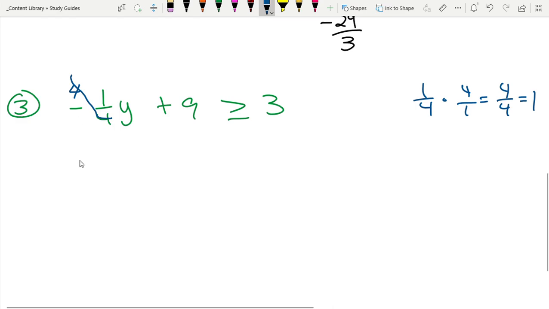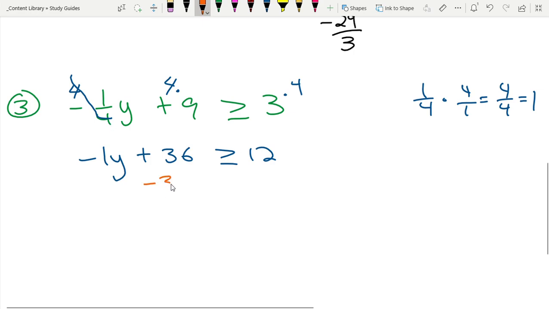So now you're left with a minus 1y. Now since I decided to alter their inequality, I have to do it to everyone. And that's the step that a lot of people will forget, is to multiply all the numbers by the 4. So you get 36, and then you get bigger than or equal to 12. Now we're ready to play the game of opposite. So to get rid of a plus 36, I subtract 36. So you get negative 1y greater than or equal to, that's going to give me a negative 24.